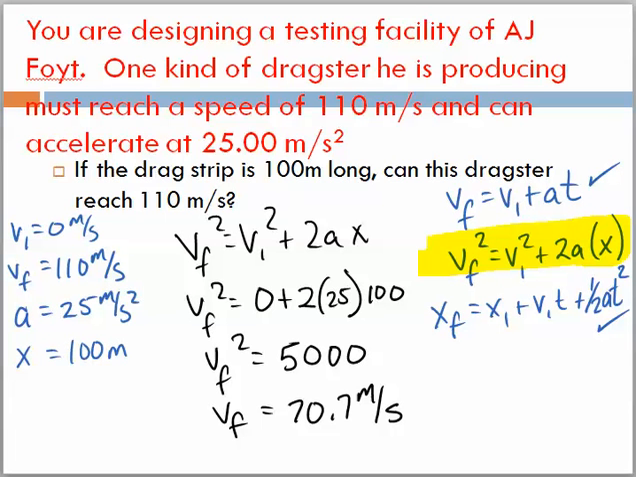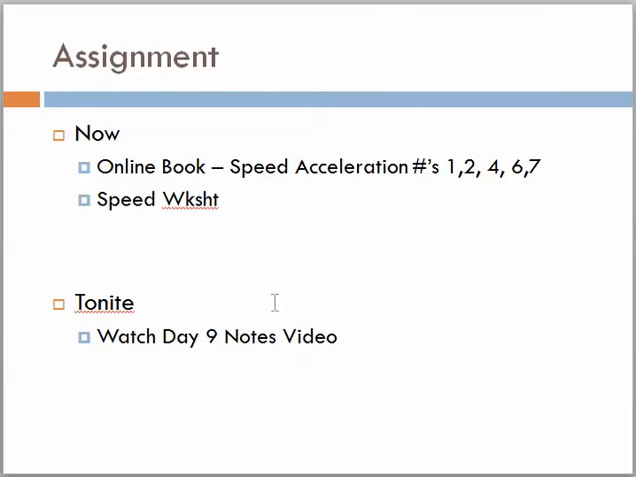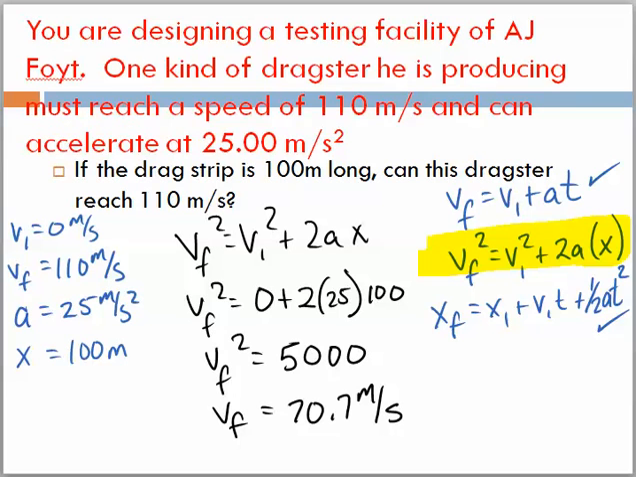Okay, what I've done here is I've gone ahead and worked through this. Sorry about that. I put 0 in for the initial velocity. I put 2 in where it is. I've put the acceleration as 25, and the displacement we're going to have here is 100 meters. When you multiply that, you're going to get the final velocity squared equals 5,000. When you square root both sides, you get a final velocity of 70.7 meters per second.